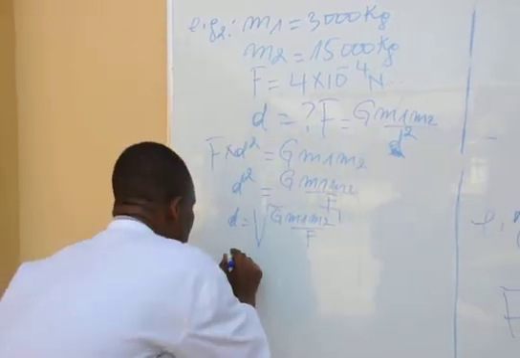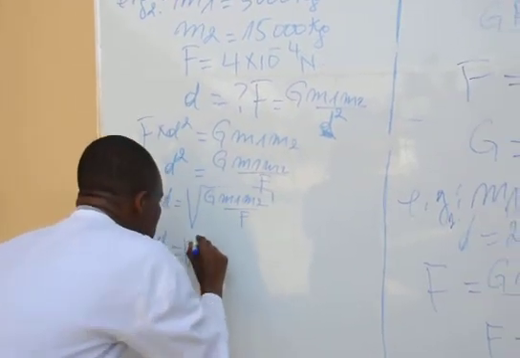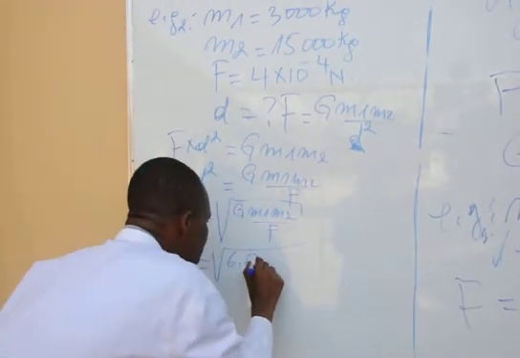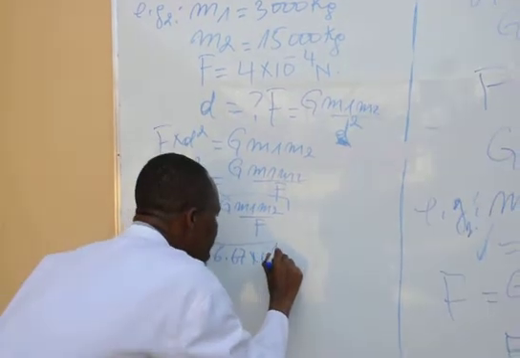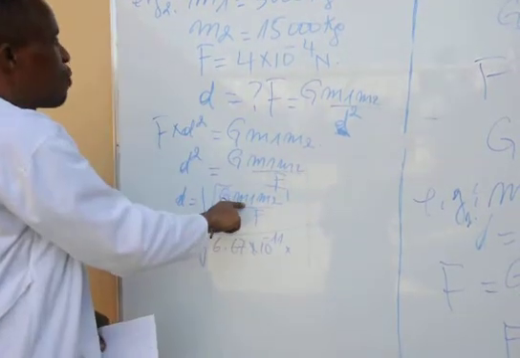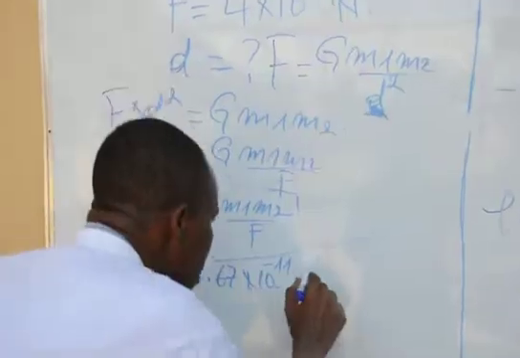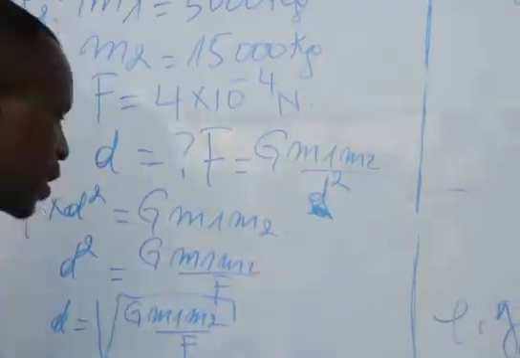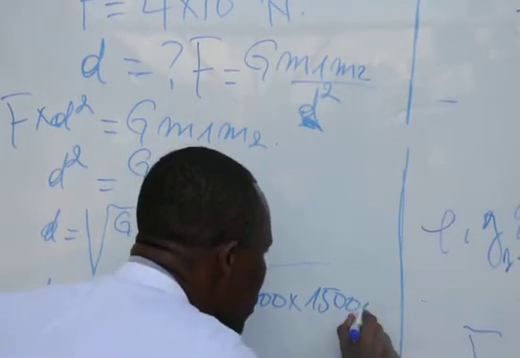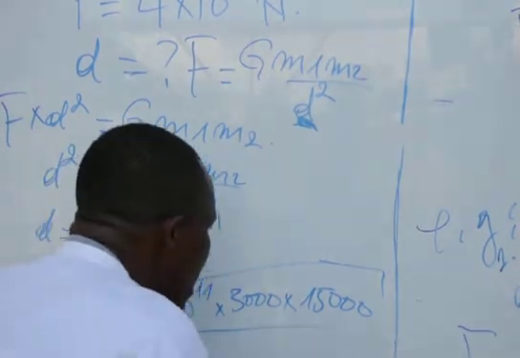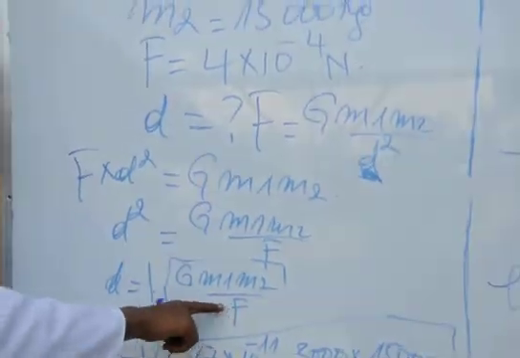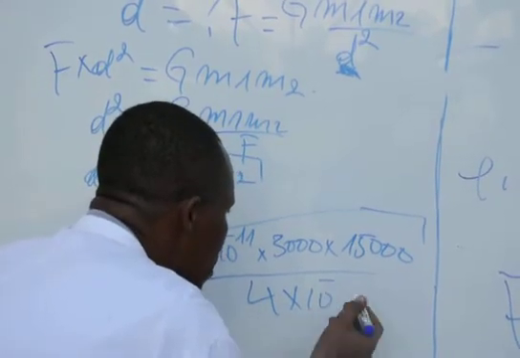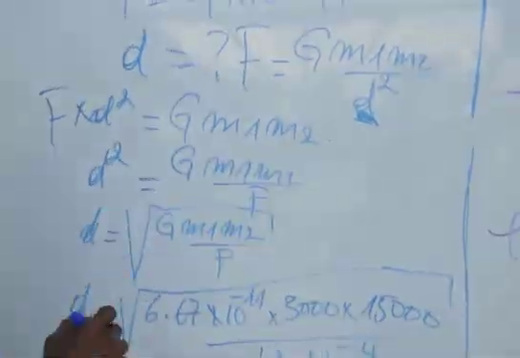So D is equal to the square root. What is G? G is 6.67 times 10 power negative 11, times M1, which is 3,000 kilograms, times M2, which is 15,000 kilograms. Then divided by the force between the two bodies, 4 times 10 power negative 4 newtons.